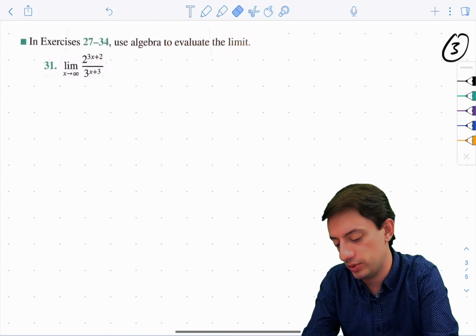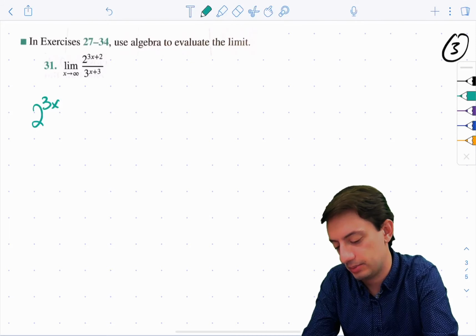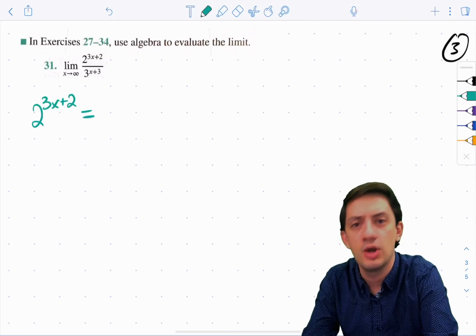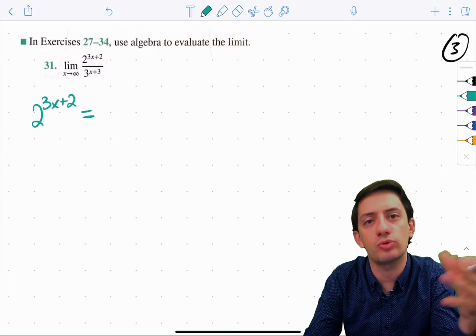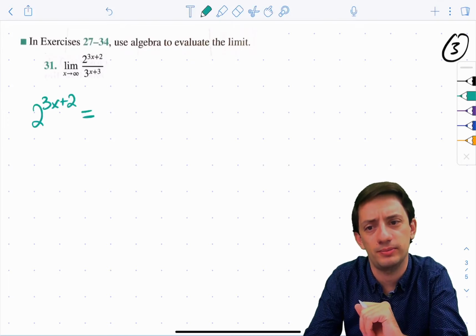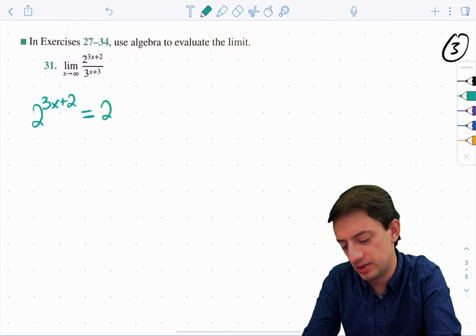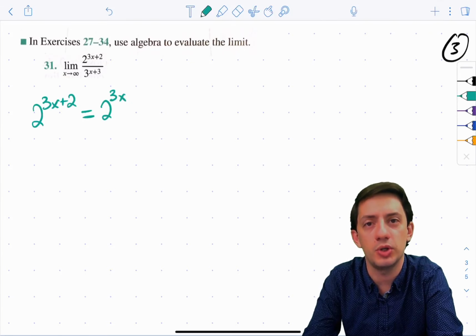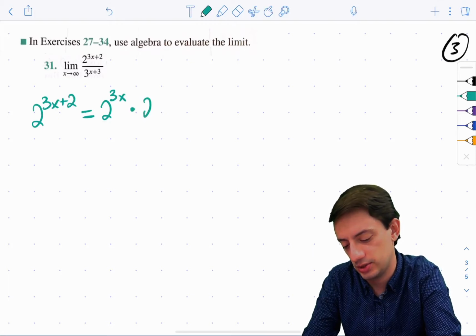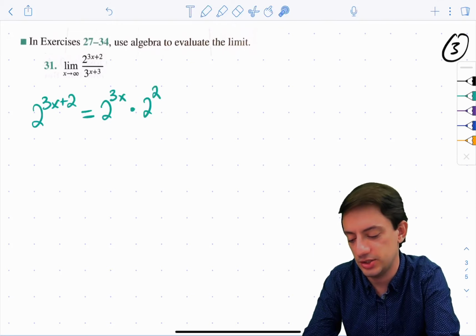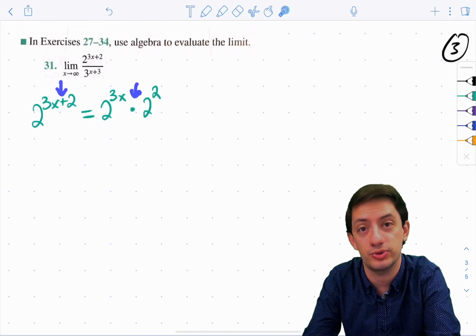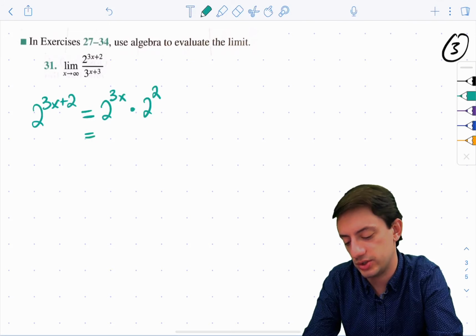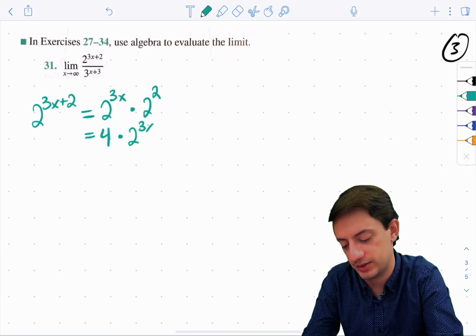Let's start with 2 to the 3x plus 2. What I'd like to do is end up with just a number to the x with everything else around it, not in that exponential part. So our rules of exponents say that we can simplify this to 2 to the 3x times 2 to the 2. Addition in the power becomes multiplication outside. That's one of our fundamental rules. Now, of course, 2 squared is 4. So let's write this as 4 times 2 to the 3x.